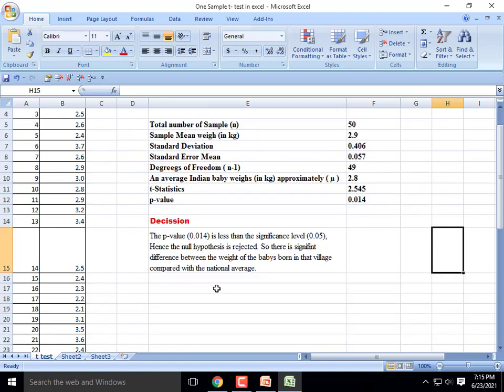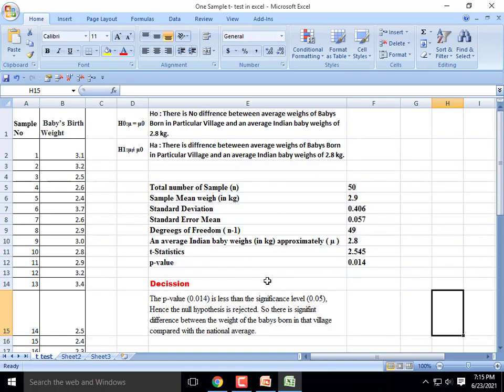The decision is the p value is 0.014, that is less than the significance level of 0.05. Hence the null hypothesis is rejected. So there is a significant difference between the weight of the babies born in the village compared with the national average. So we conclude that the average weight of babies born in the particular village is not equal to the average weight of Indian babies. So this is a simple method for calculating a one sample t-test using Excel. Thank you for watching.